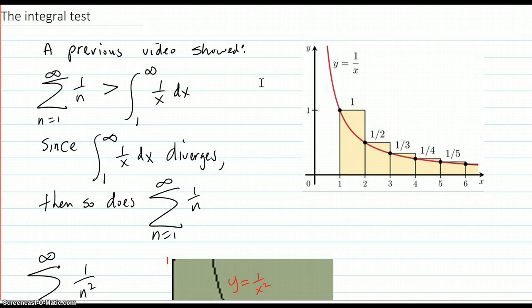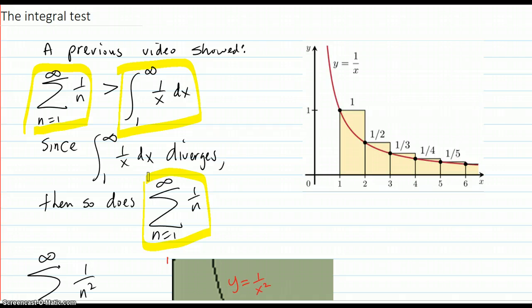Let's talk about the integral test for deciding whether a series converges or diverges. In the previous video, it was shown that this series is greater than this integral, and that integral diverges. So that means that the series diverged also.